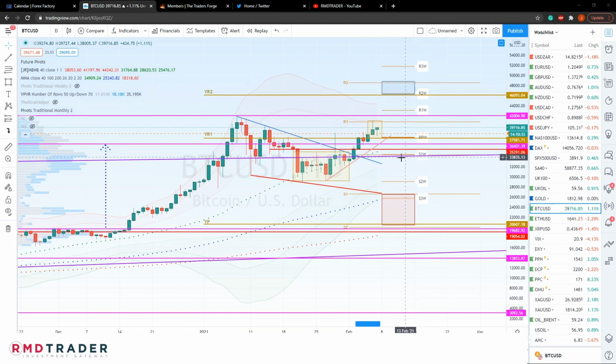But of course, we will have to keep a close eye on that yearly R1 pivot, which coincides with our weekly pivot at 37,700. That concludes our technical market overview for the week.